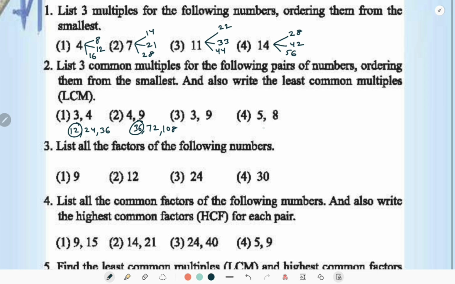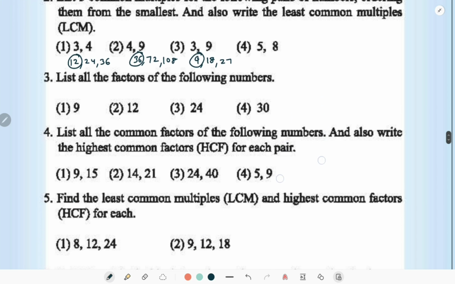5 and 8. 5 and also 8, in the similar fashion you have to multiply them because they don't have a common factor. Okay, but coming to the 3 and 9, they have a common factor, that is 3. So 9 is starting. Okay, smallest is 9. 9 2 is 18, 9 3 is 27. So this is LCM.